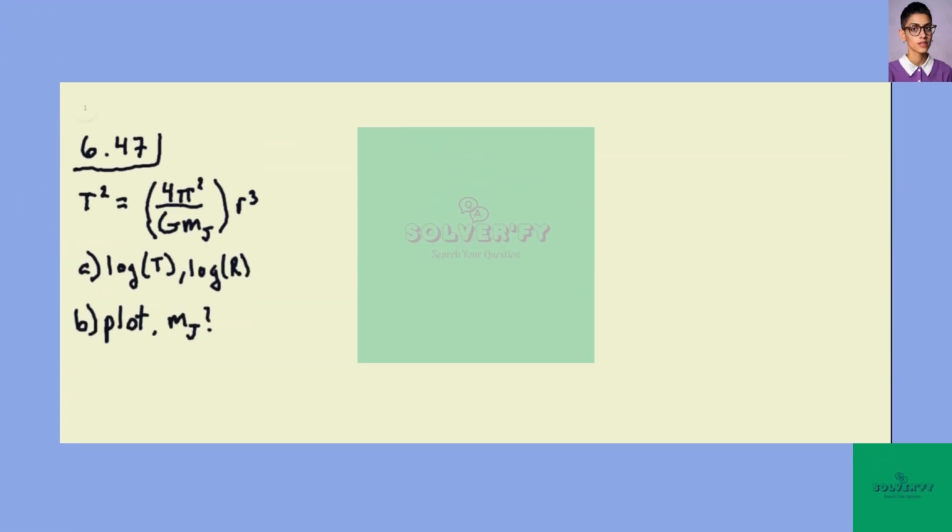6.47. So we want to use the table that's given earlier in the problem set of the periods and mean orbital distances of the 4 largest moons of Jupiter. And so we want to take Kepler's law in this form and show that if we plot the logarithm of the period of each moon against the logarithm of its mean orbital distance, this will give us a straight line, and then talk about what the slope and y-intercept of that line are at least. And then we want to plot this and figure out the mass of Jupiter based on that.